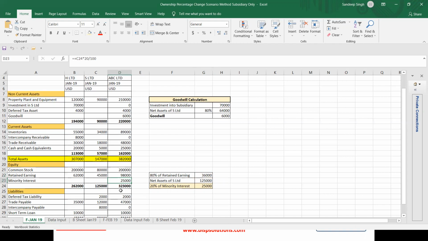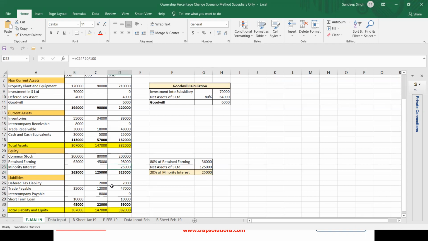The minority interest number is 25,000. That is the net assets of S Limited. This time it is inclusive of the current retained earnings number. So if I calculate 80% of 1,25,000, the minority number comes to 25,000.